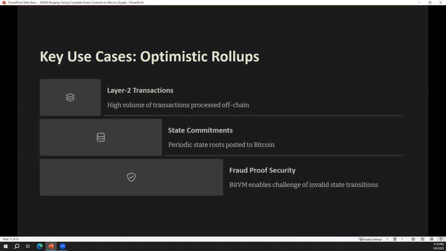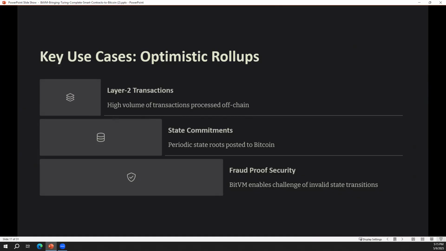BitVM contracts would allow anyone to challenge a bad state transition by breaking down the rollup state computation into bits and verifying it. Essentially, BitVM could enable a Bitcoin layer 2 with similar guarantees to Ethereum's optimistic Arbitrum. This means high throughput and lower fees, with Bitcoin as the final arbiter of security.